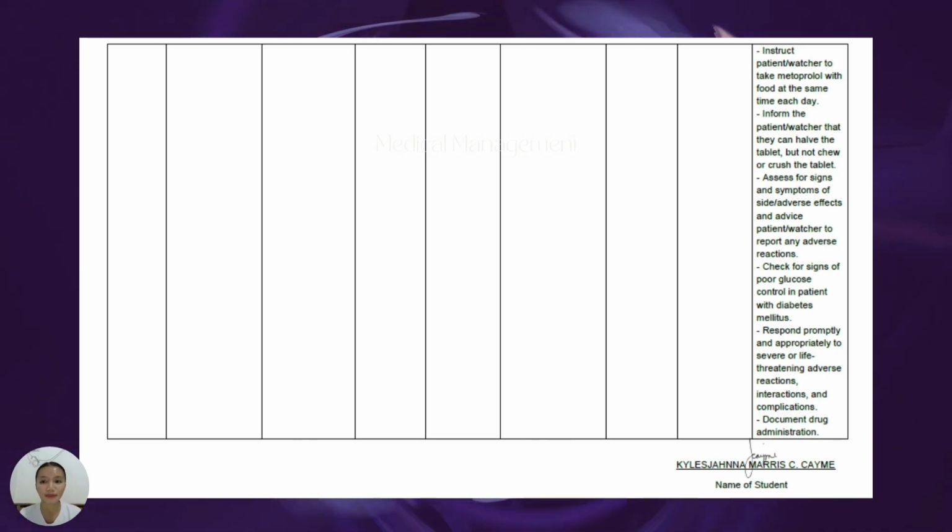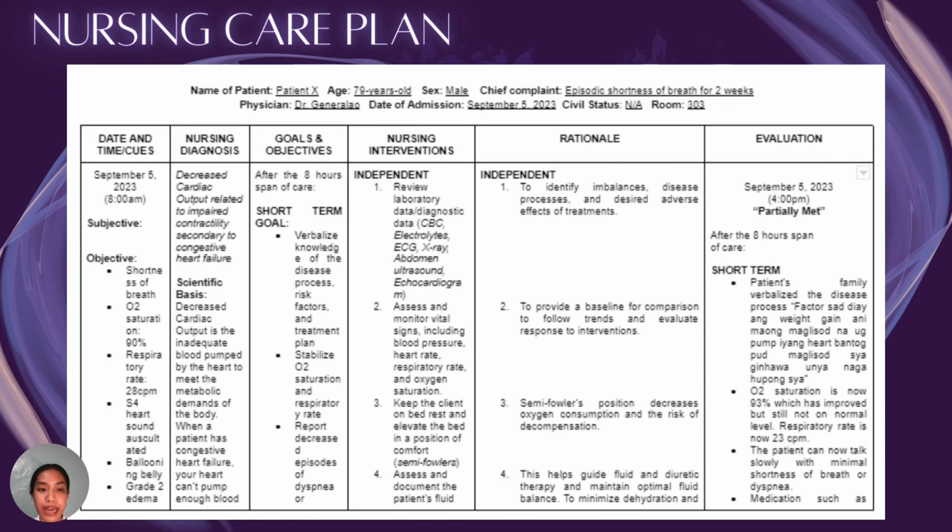So that's all for that. So, for the nursing care plan, as part of the nursing care plan prioritization, the nursing diagnosis that was chosen is decreased cardiac output related to impaired contractility secondary to congestive heart failure. Our patient is named Patient X, age 79 years old, sex male. Our patient's chief complaint is episodic shortness of breath for 2 weeks. Date of admission is September 5, 2023, under the care of Dr. Henera Lau in room 303.